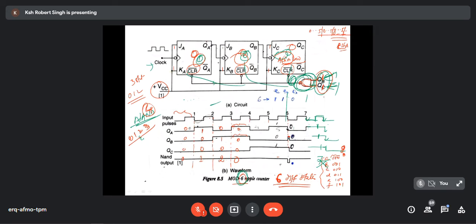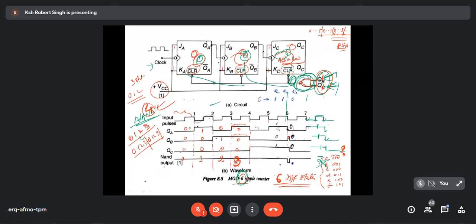This is 3, 0, 1, 2, 3. And now it should become 0. After 3, it should become 0. Mod 3 means 0, 1, 2, 3. This is mod 4. I'm asking mod 4. If it is going to be mod 4, that means 0, 1, 2, 3 is 4 steps. After that, 0, 1, 2, 3, 0, 1, 2, 3, like that it should count. So up to here it is counting.